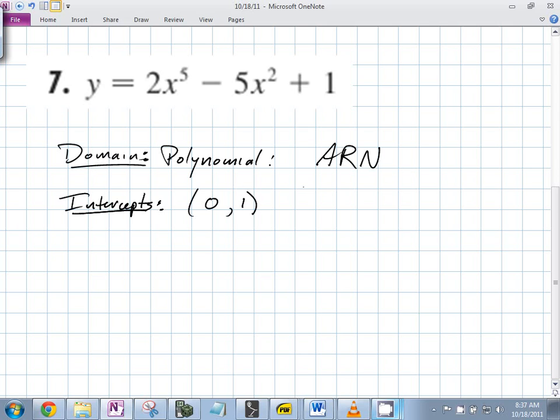So that's your y-intercept. We want to solve for the x-intercepts. How do you solve for the x-intercepts? Don't even try. Oh, come on. You guys are big kids. This ain't like Algebra 2 anymore, kids.